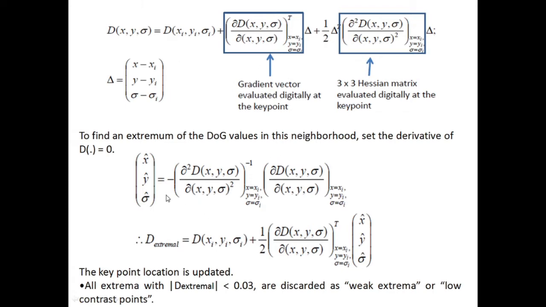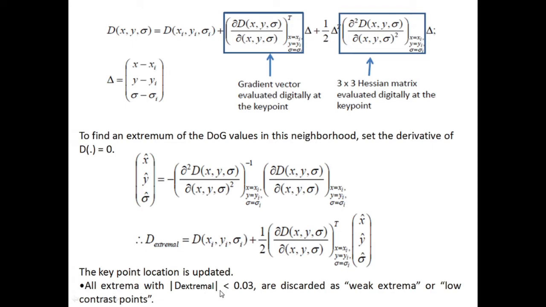So if I have set d equal to 0, this is the result I will be getting here. Just substitute this in the above equation. It leads me to D extrema equal to D of x_i, y_i, sigma_i plus 1 by 2 dou D of x comma y comma sigma transpose, and this is x cap, y cap, sigma cap. So the key point location can be updated in this way.